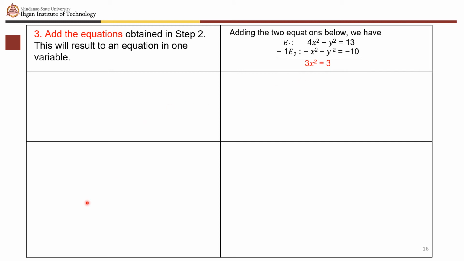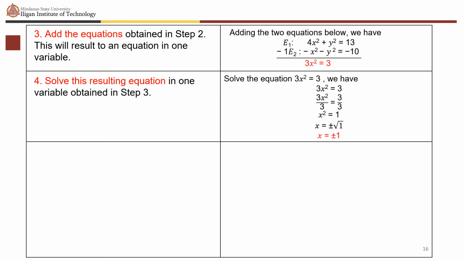And then the next step would be to solve this resulting equation in one variable obtained in step 3. That is, solve the equation 3x squared equal to 3. From 3x squared is equal to 3, we can divide both sides by 3 to come up with x squared equals 1, or that is x is equal to plus or minus square root of 1. And now we have the value for x.